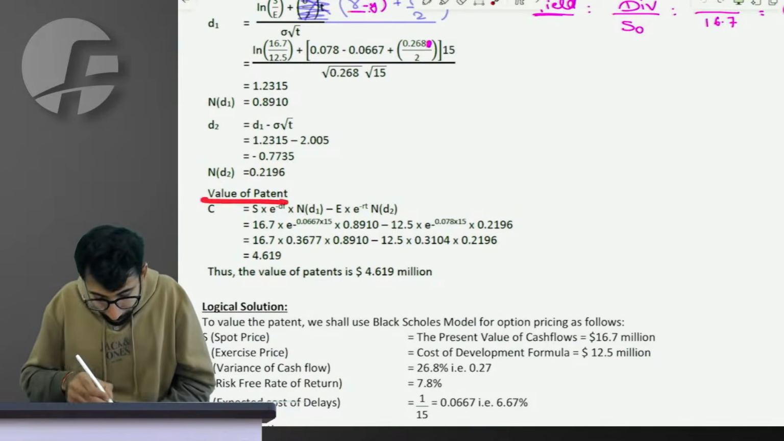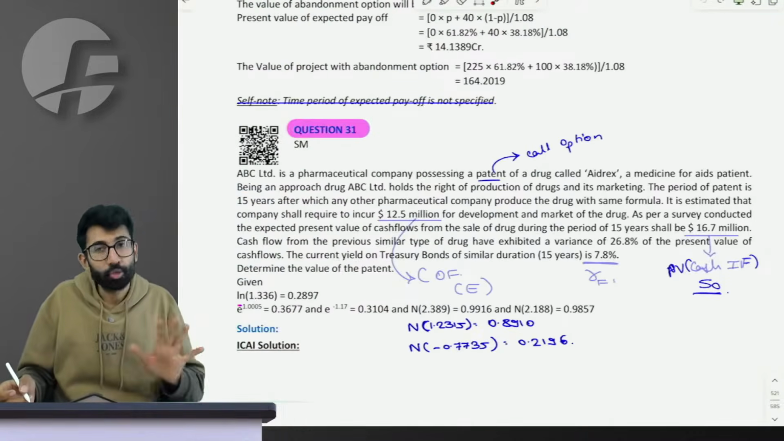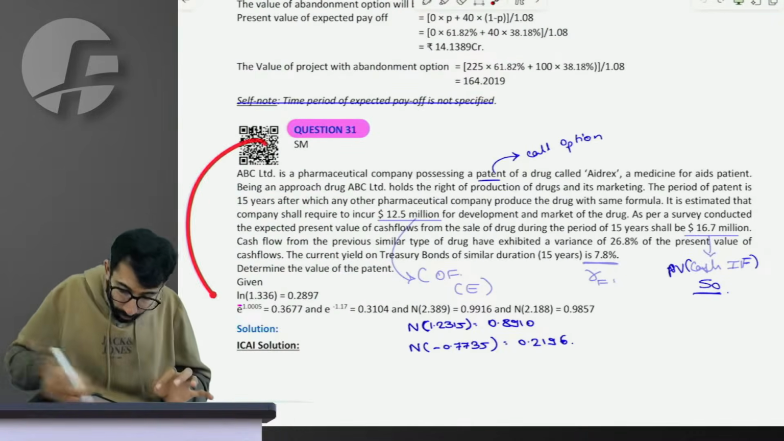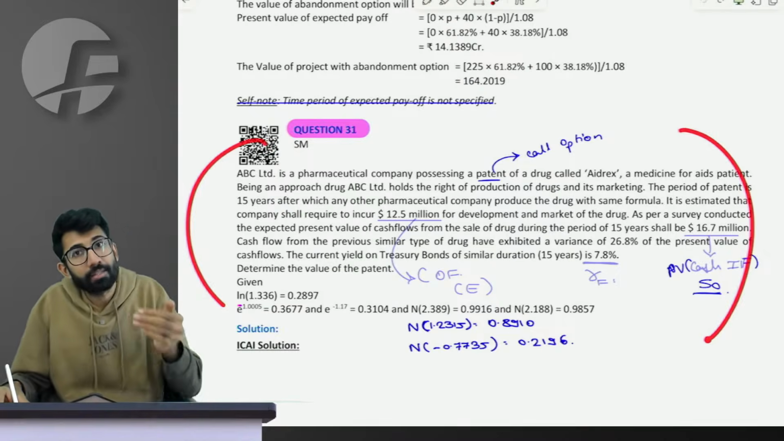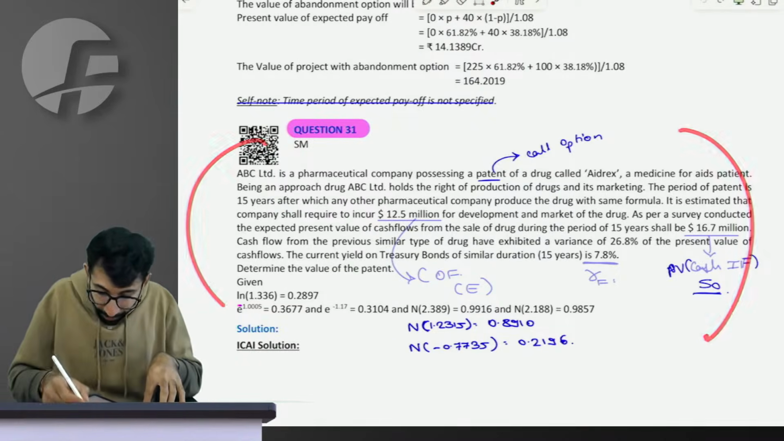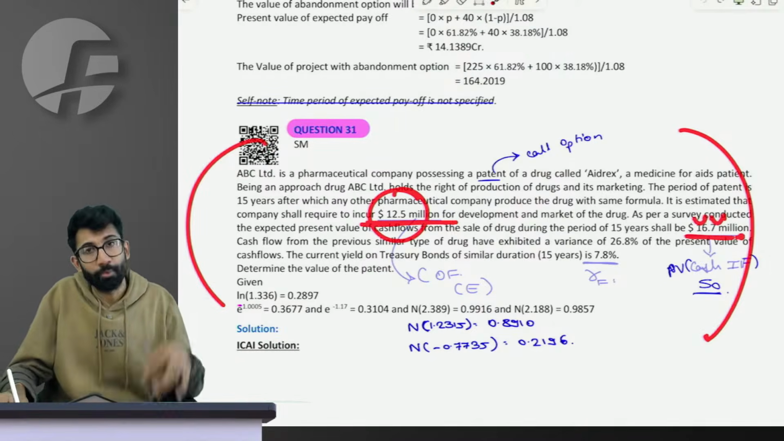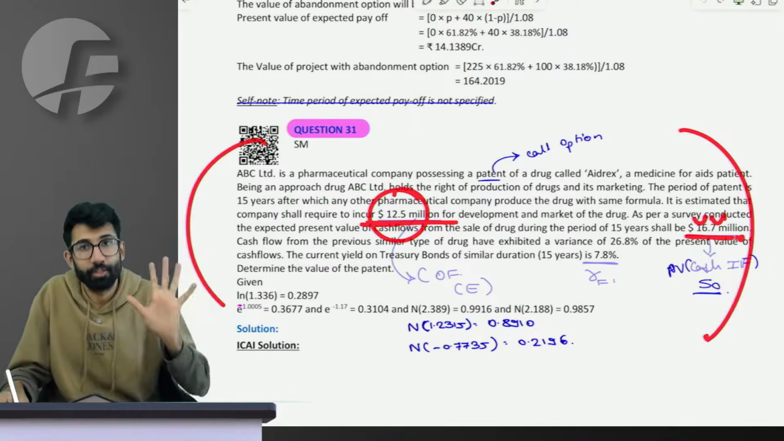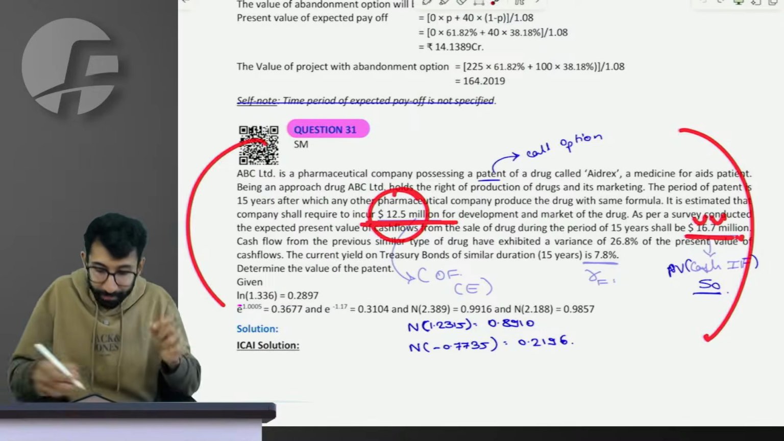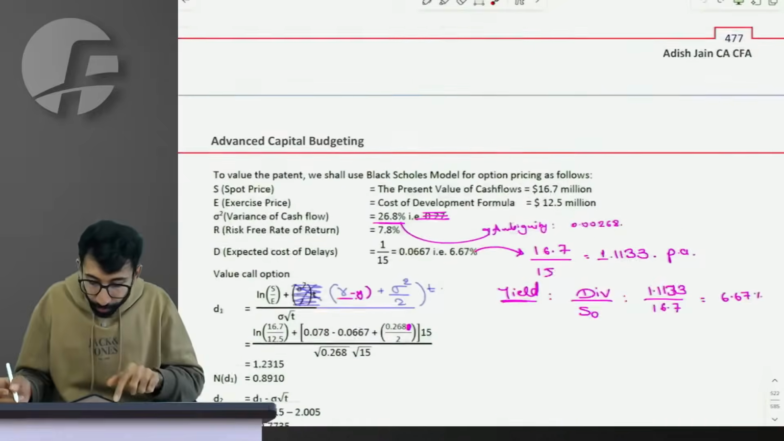Now coming to the value of patent. So patent is nothing but the call option. Call option, the option to start or buy the project today by investing only 12.5, whose value in the market is 16.7, which is expected, not actual. It may be more, it may be less, which is why we are doing all these efforts. Fine, cool. How do you do it?